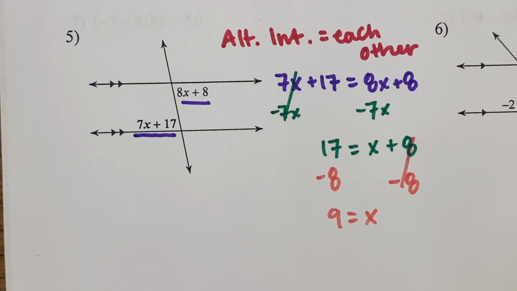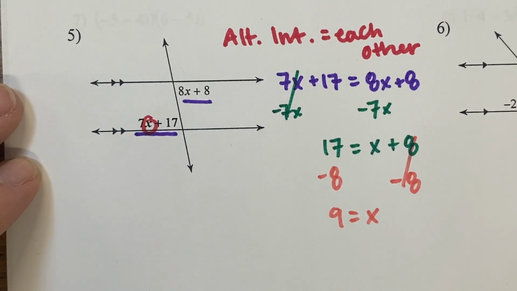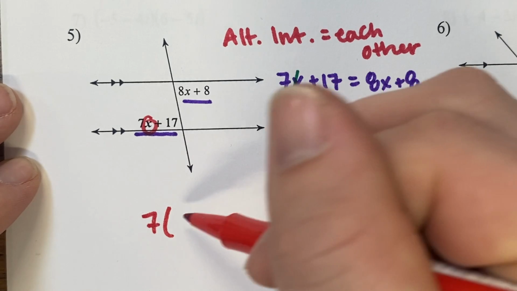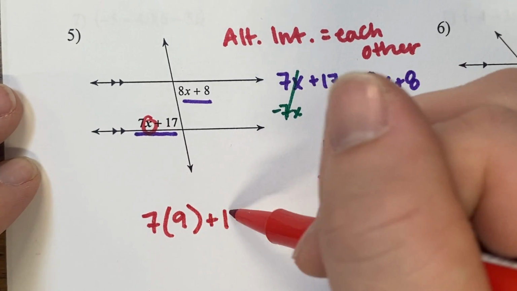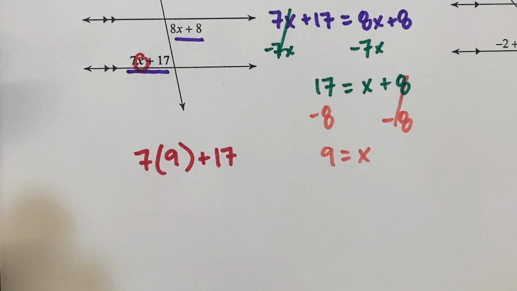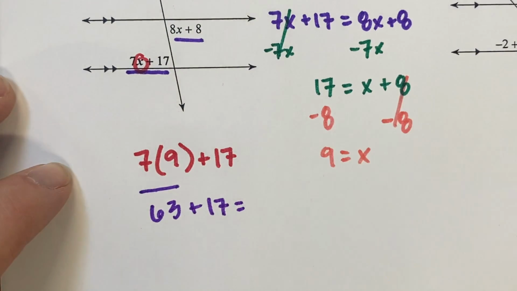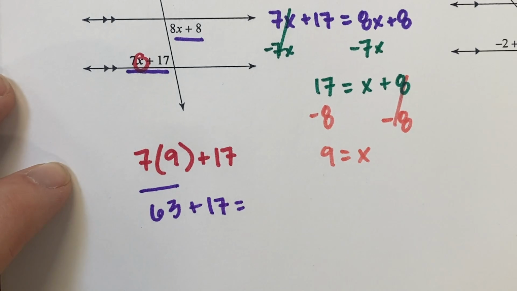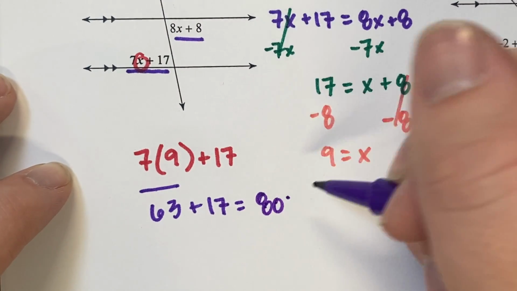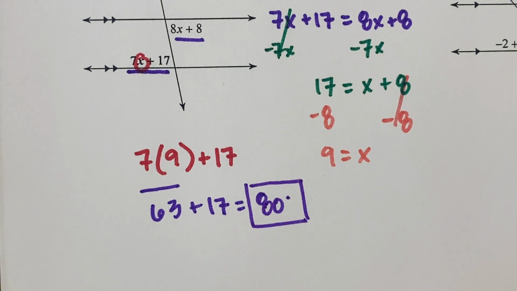Okay, well now we need to take that 9, plug it into where our x is in bold, right there. So now I have 7 times 9 plus 17. Okay, let's multiply before we add. 7 times 9 is going to give me 63. 63 plus 17 is 80 degrees. And there we go.